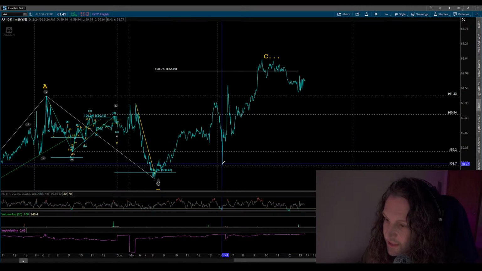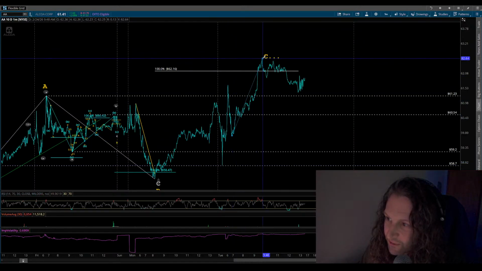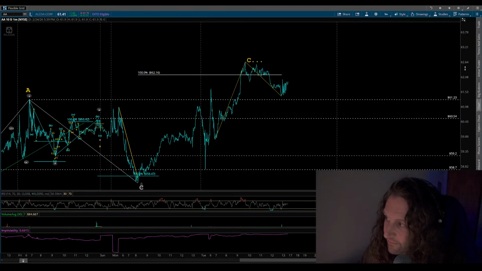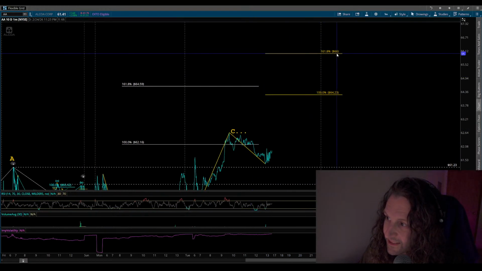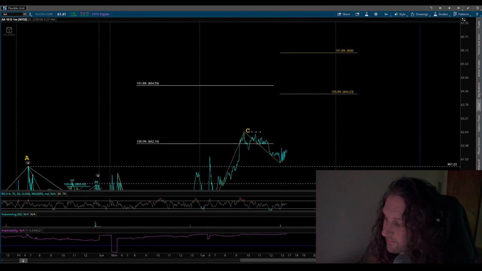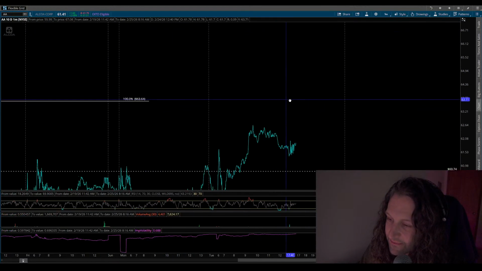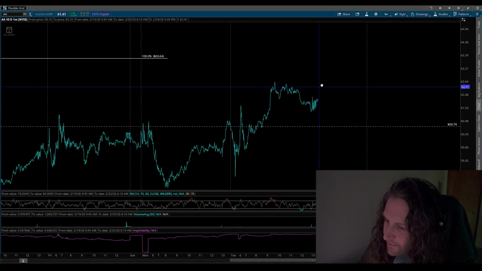Okay, so if this was A, B, C, I'm actually going to start this wave extension from here, and then we're going to assume that we've finished the correction. This is a nice wave, very well formed. $66 even. What's the target on the hourly again? 67.13. Little overshoot to get there? Possible.